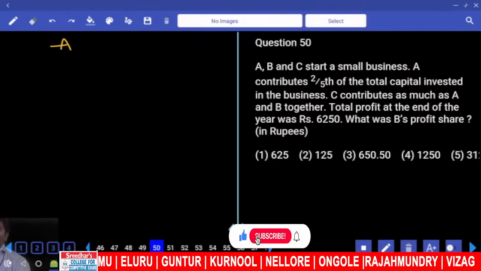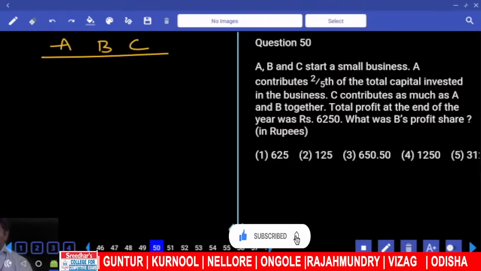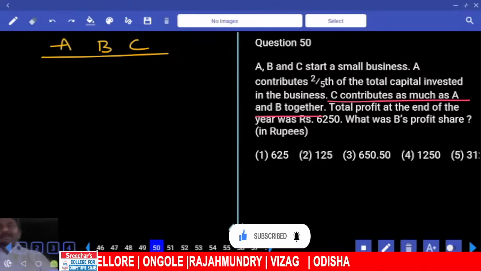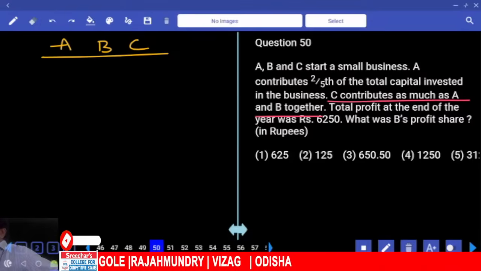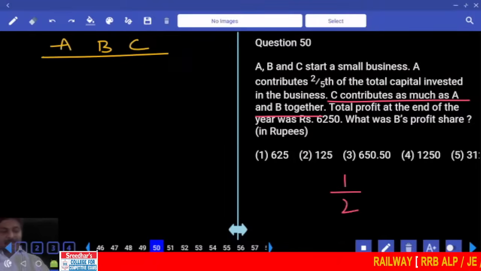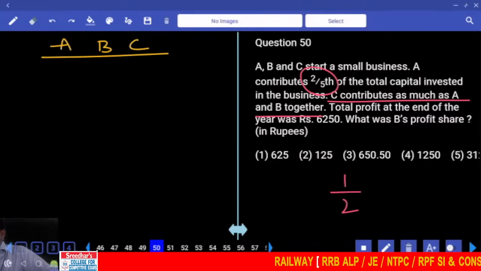Okay. 3 people are there. They are talking about their investment. Interesting point is C contributed as much as A and B together. That means C alone invested 50%. Then A and B together will be 50%. Correct? 50% in fractional form. Already we have a fraction where the denominator was 5. Now the denominator 2. LCM.